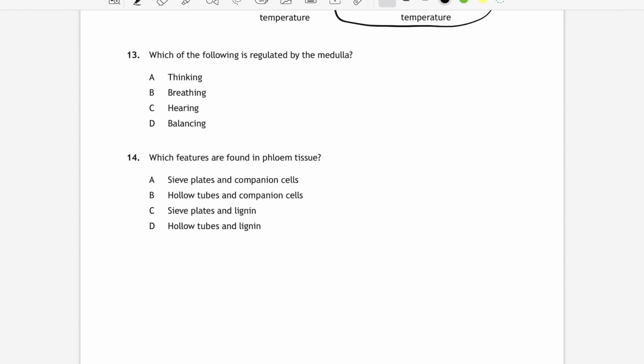But as usual, we're just going to run through the other options just to be absolutely sure. Hearing is something that we do study at National 5. And D is balancing, so that would be our cerebellum, which is that rear part of the brain that we see in the diagrams. So A is incorrect, C is incorrect, D is incorrect, and B would be our correct answer for this one.